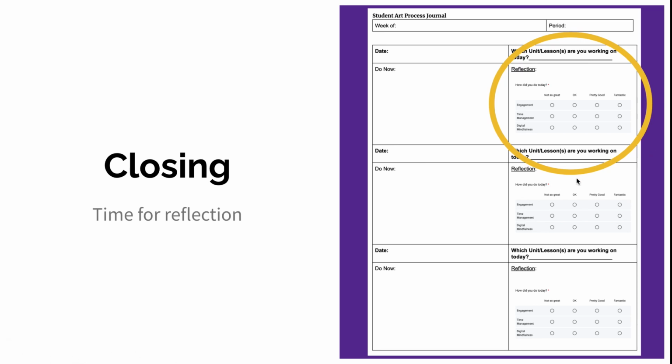At the end of class, you will go back to your weekly journal and complete the reflection questions here. This is a great time to practice metacognition and reflect on what you learned that day.